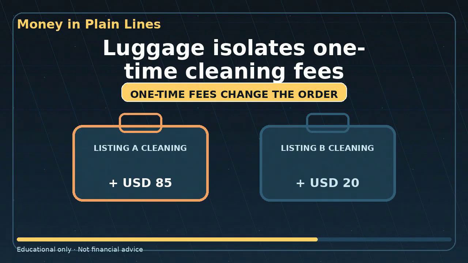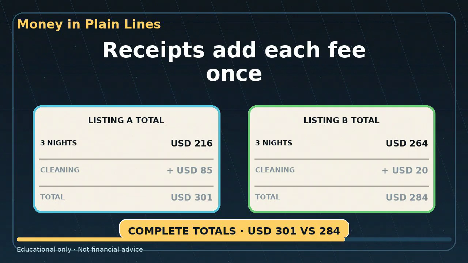Notice what caused the order to reverse. Listing A began $16 lower per night. Across 3 nights, that created a $48 base advantage. But listing A's cleaning fee was $65 higher. The larger fee difference overcame the smaller base advantage, leaving listing A $17 higher overall. The arithmetic links every comparison step without treating a fee as if it were another night.